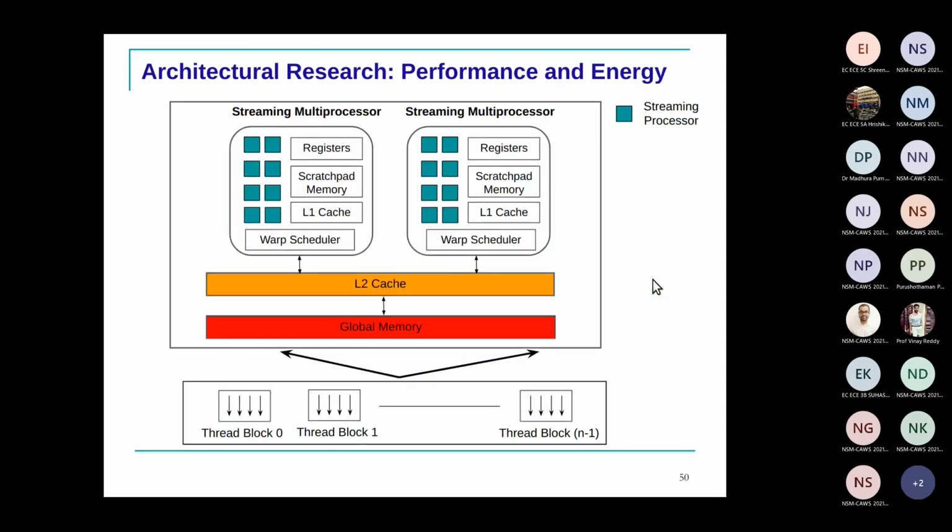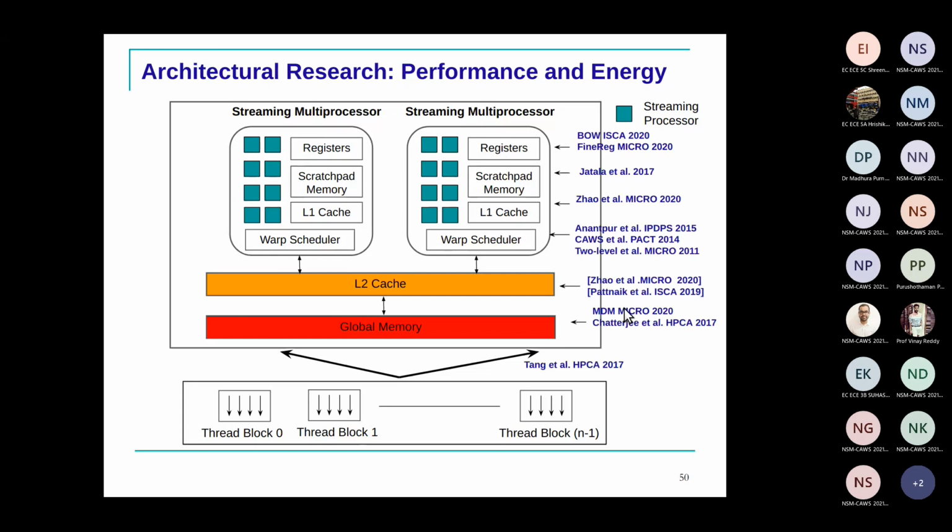So let's just give a brief overview of how things are working on the architectural research. In the GPU architecture, you have a set of streaming multiprocessors. As I said, within each streaming multiprocessor, you have registers, shared memory, and L1 cache, and you also have schedulers. You have L2 cache and global memory.